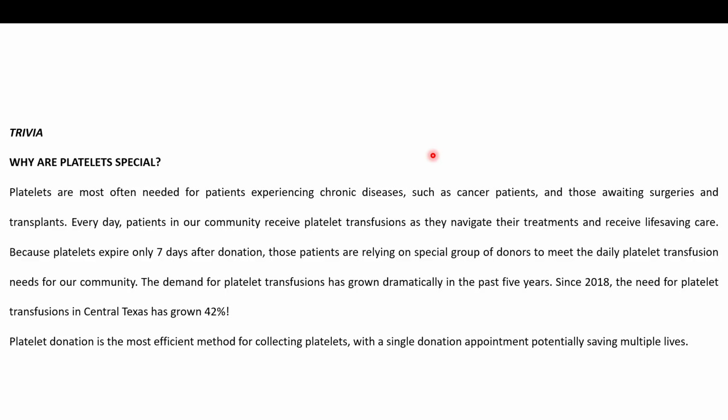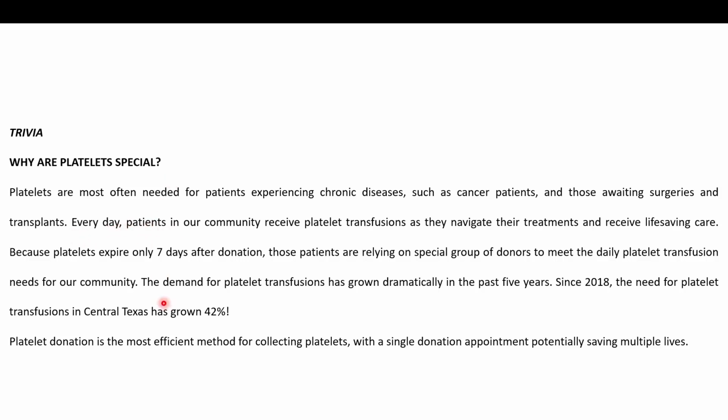Okay. So, in general, why are platelets special? We have looked at blood donation, right? So sometimes RBCs and such are always taken and separated. However, platelets are also very much useful and really required, and most often needed for patients experiencing chronic diseases such as cancer patients and those awaiting surgeries and transplants.